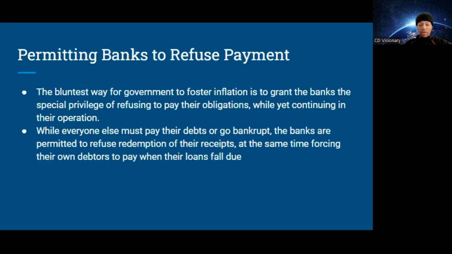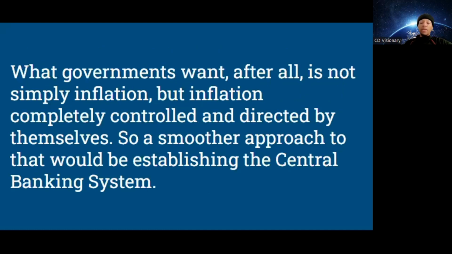Permitting banks to refuse payment. The bluntest way for government to foster inflation is to grant the banks the special privilege of refusing to pay their obligations while yet continuing in their operation. While everyone else must pay their debts or go bankrupt, banks are permitted to refuse redemption of their receipts, at the same time forcing their own debtors to pay when their loans fall due. What governments want, after all, is not simply inflation, but inflation completely controlled and directed by themselves. So, a smoother approach to that would be establishing the central banking system.